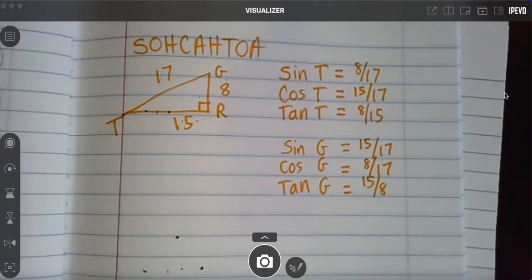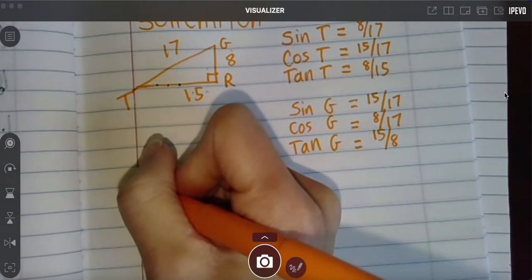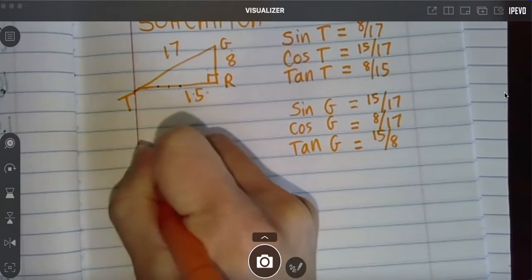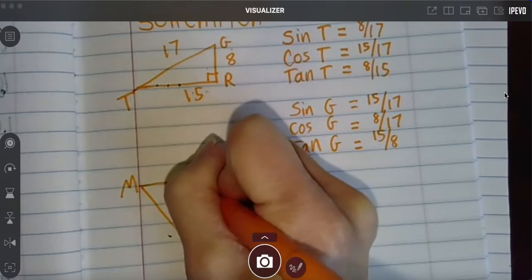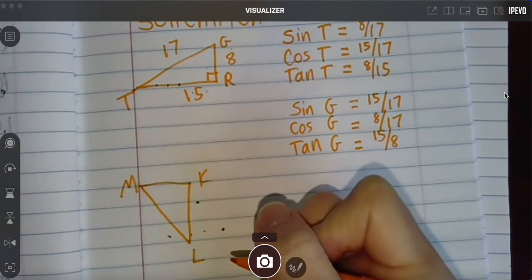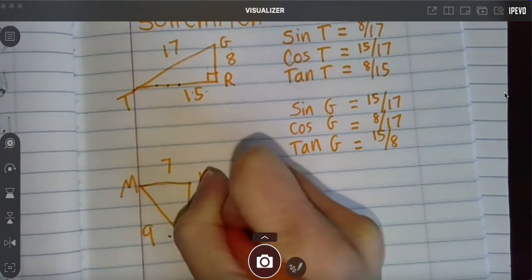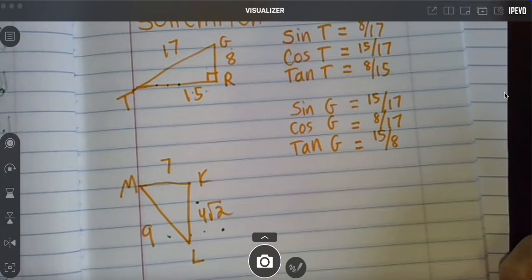And there we go. How is that? Not too bad. So what I want to do, they give us some, of course, with square roots. So let me find one with a square root. I'll do one more problem. Let's look at number 12 in your book. It's MKL. And then you can do your first few on your sheet. M, K, and L. This is 7, 9, and 4 square root of 2.